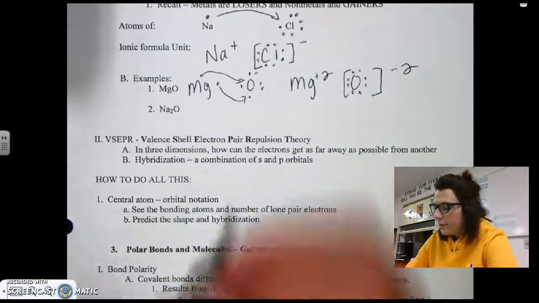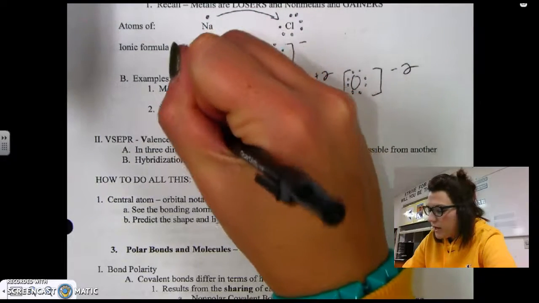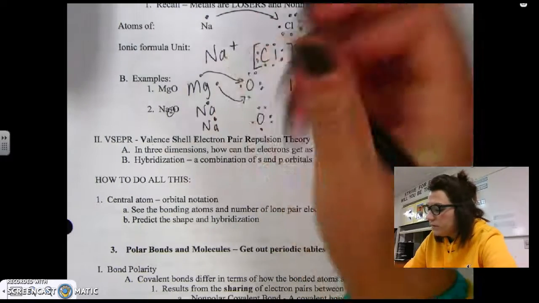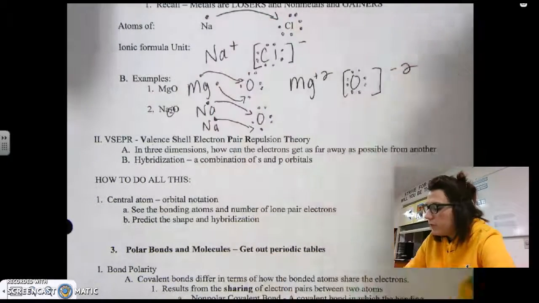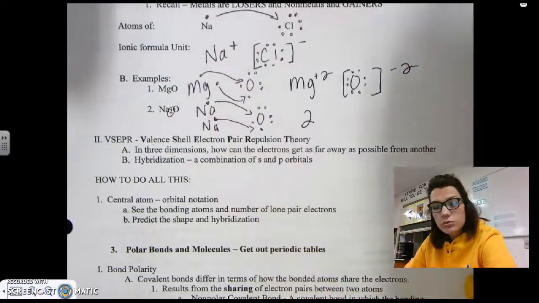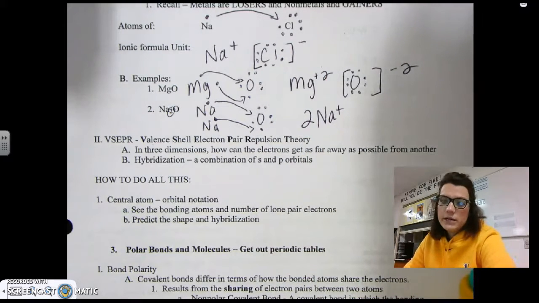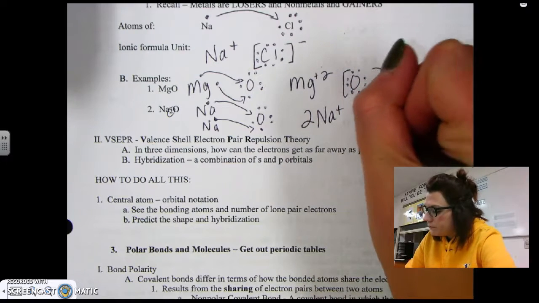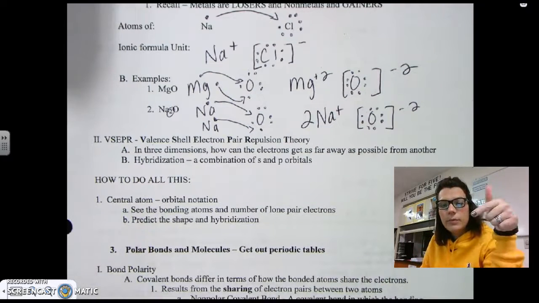Okay, one more. I have 2 sodiums here, so I have Na, Na, oxygen with 6. So this sodium will give 1 of its electrons, and this sodium will give 1 of its electrons. So I have 2 sodiums giving away 1 electron apiece, and then I have my oxygen with its -2 charge. Okay, so that's double, triple, and Lewis structures for ionic compounds.